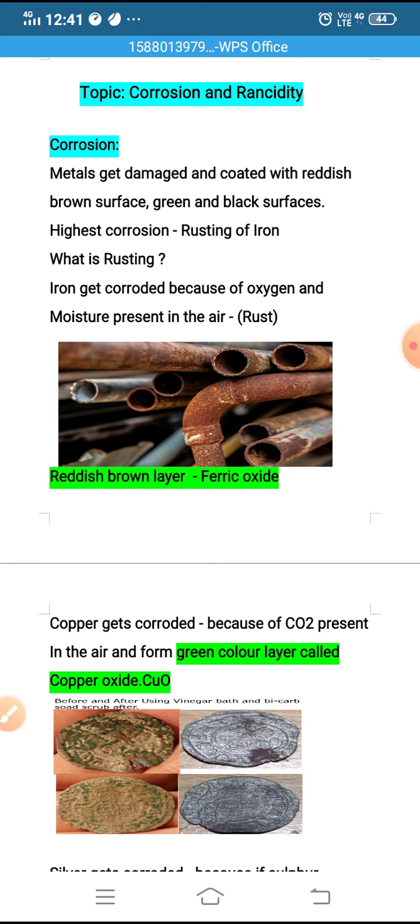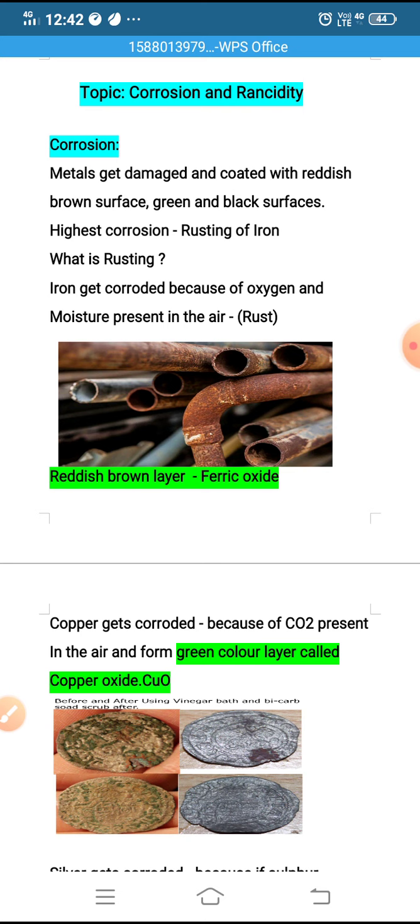So let us understand what is corrosion. We must have observed that metals get damaged and coated with a reddish brown surface. Some metals coat with green and black color also. Then what exactly do we mean by corrosion? Corrosion means something is being corroded, something is being damaged. Here the metals are being damaged.